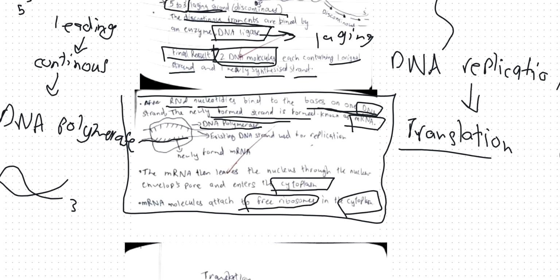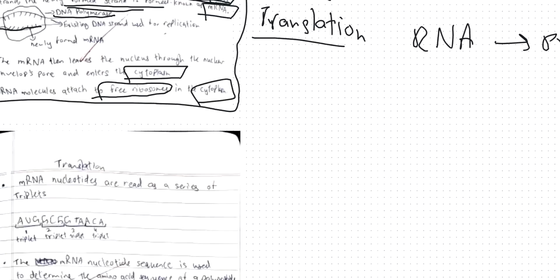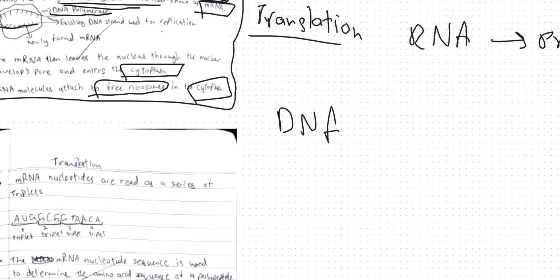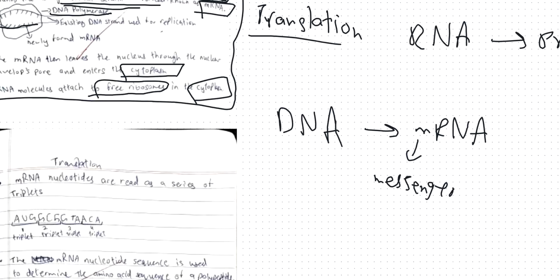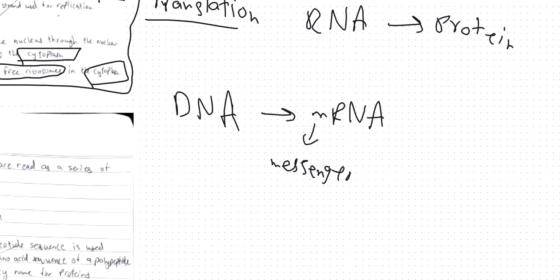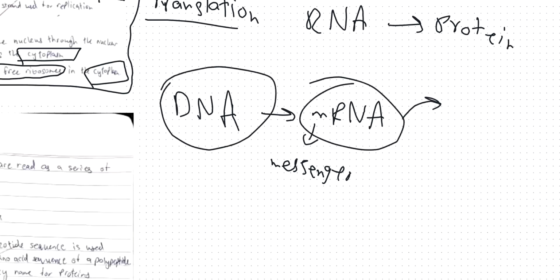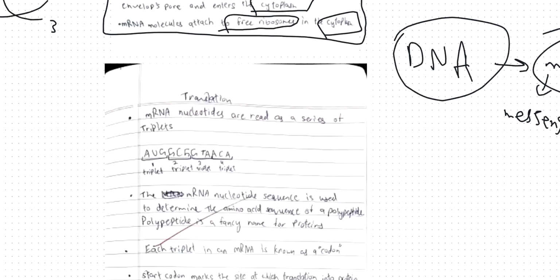So remember that when DNA is made, DNA will convert into something called mRNA. This M means messenger. This DNA will convert into messenger RNA. This messenger RNA, which is found in the nucleus, will move out of the nucleus into the cytoplasm through nuclear pores, and then comes translation. So what is translation?